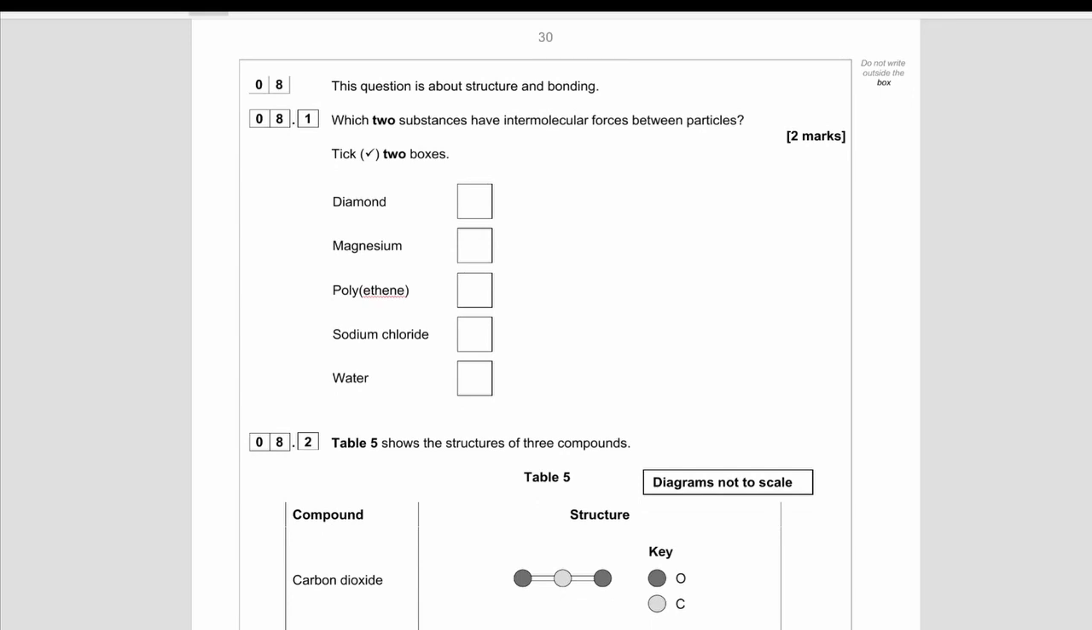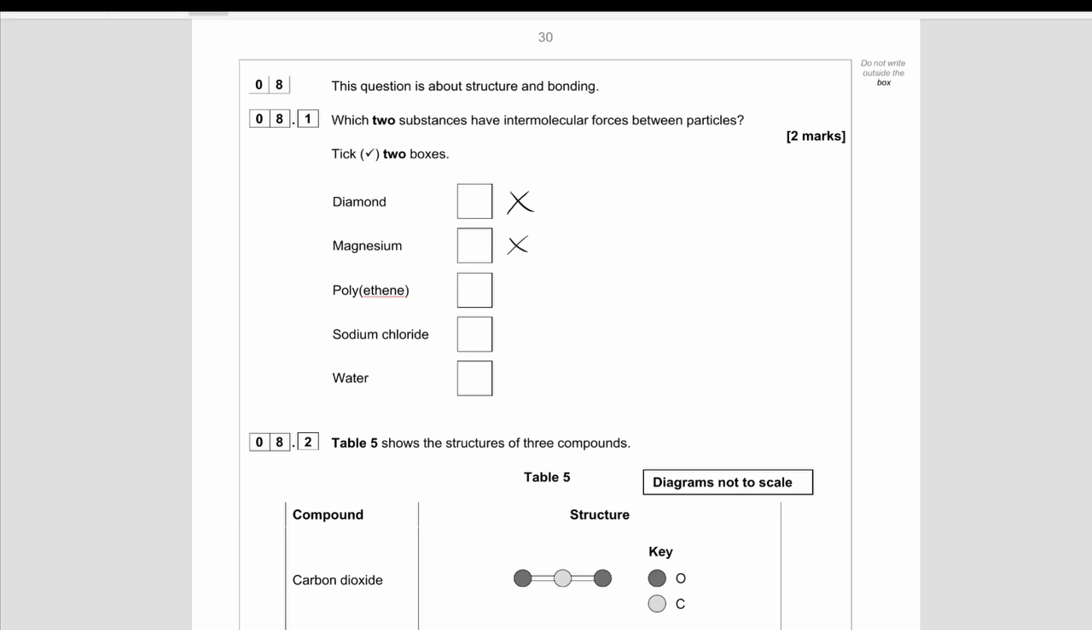Question number 8 says, this question is about structure and bonding. Which two substances have intermolecular forces between their particles? We're going to look through these and identify which of these are actually molecules, because only ones that are molecules will have intermolecular forces. So we're looking for covalent bonding, and we're looking for small molecules. Diamond is covalent bonding, but is a giant molecular substance, so no intermolecular forces. Magnesium wouldn't be ionic at all. It'd be metallic bonding because it's a metal, and that means it's got electrostatic forces of attraction.